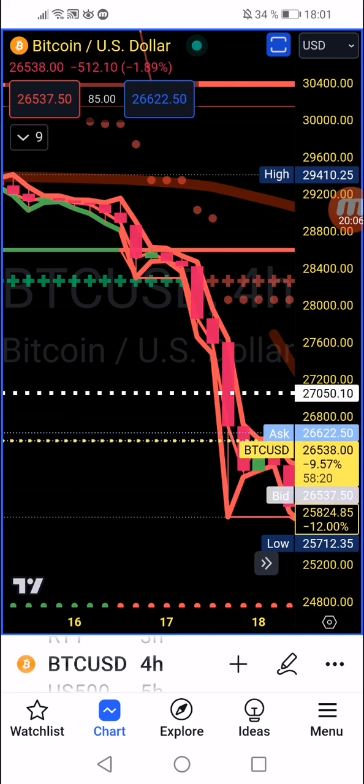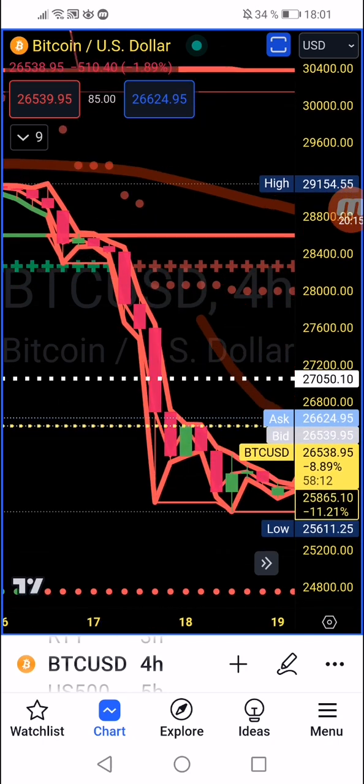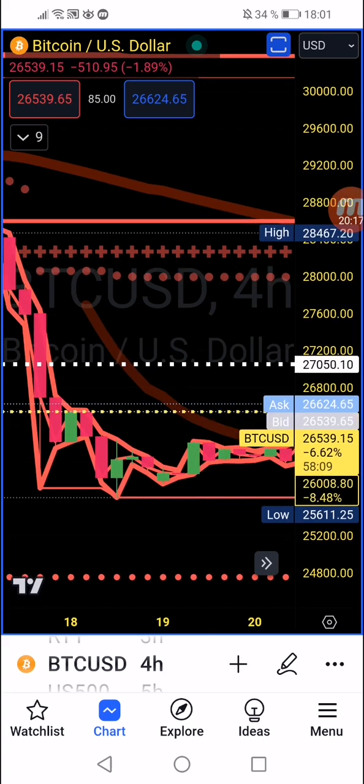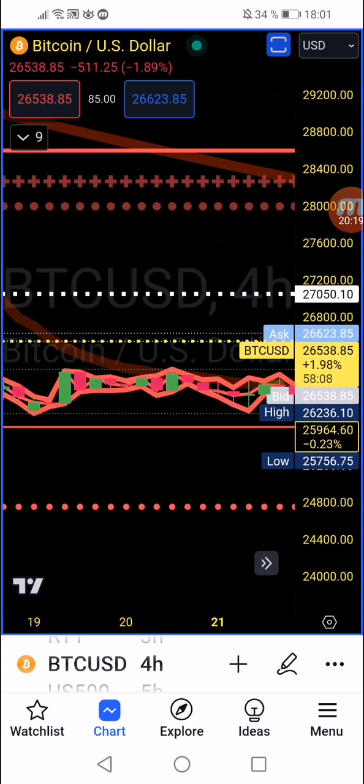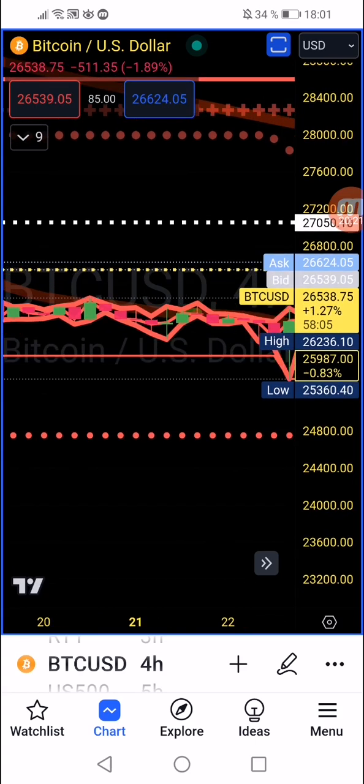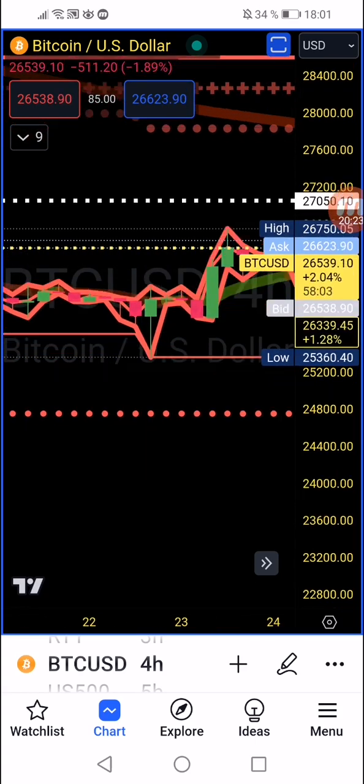And from here at 28,800, the sell-off of the Bitcoin started. You see here, look, 26,000.